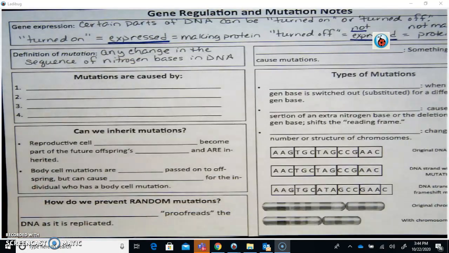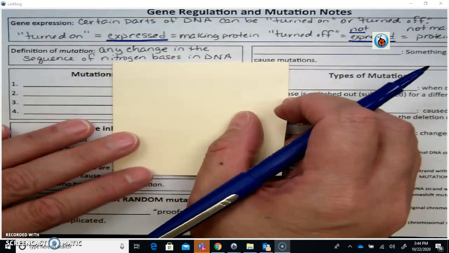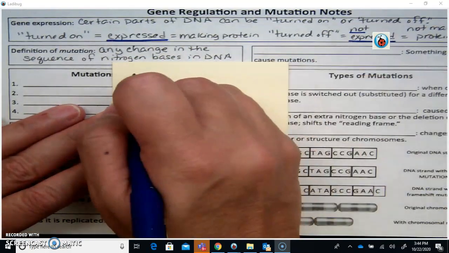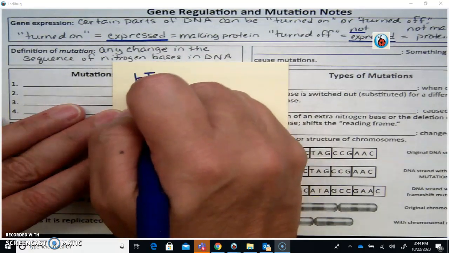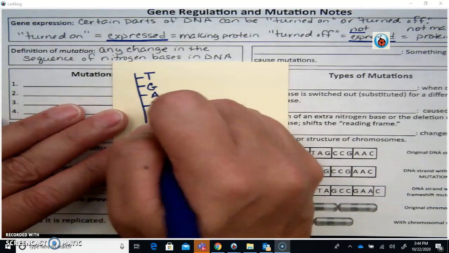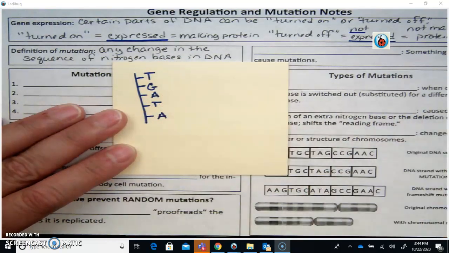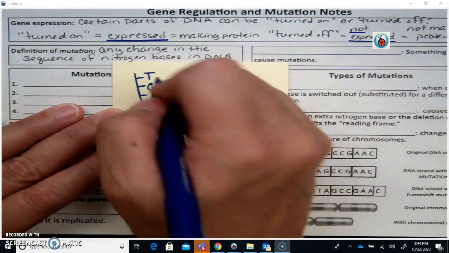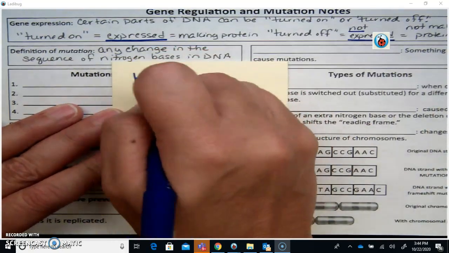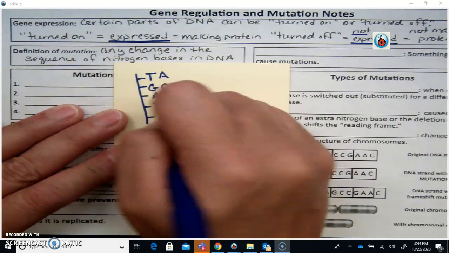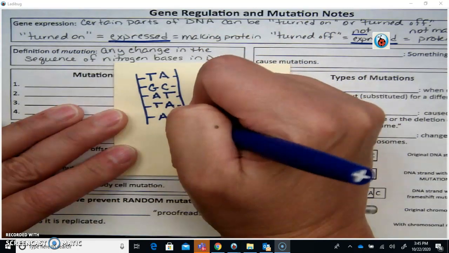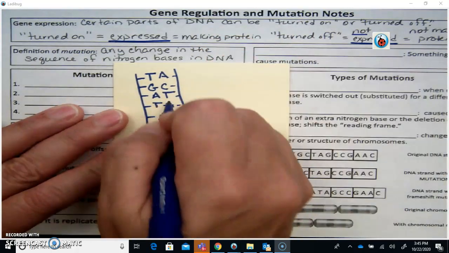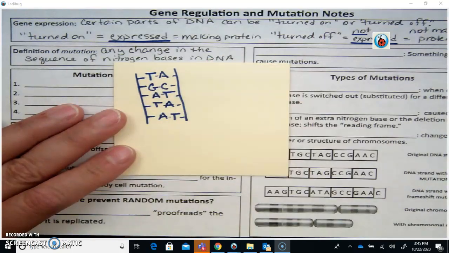So for example, let's say I've got a sequence of DNA, and I'm not going to draw all the sugar and phosphates, but let's say I've got a sequence of DNA T, G, A, T, A. Of course, now you know your base pairing rule. The other side obviously would be A, C, T, A, T, because remember DNA is double-stranded. And of course, we've got our hydrogen bonds in between our nitrogen bases.